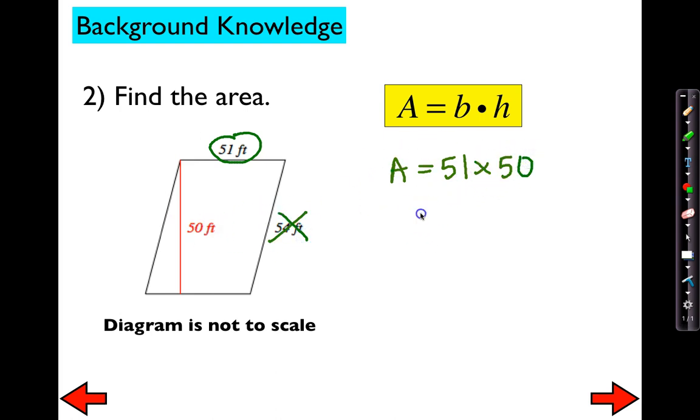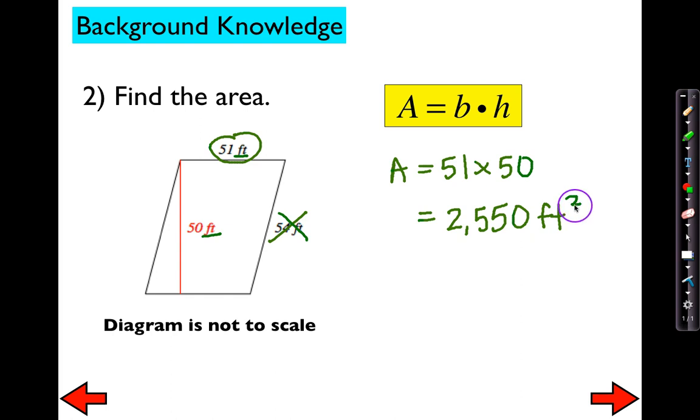So in order to find the area, we're just going to simply multiply 51 by 50, and you should end up with 2,550. And let's not forget our units. They did give us the units in terms of feet. So I'm going to go ahead and put feet squared.